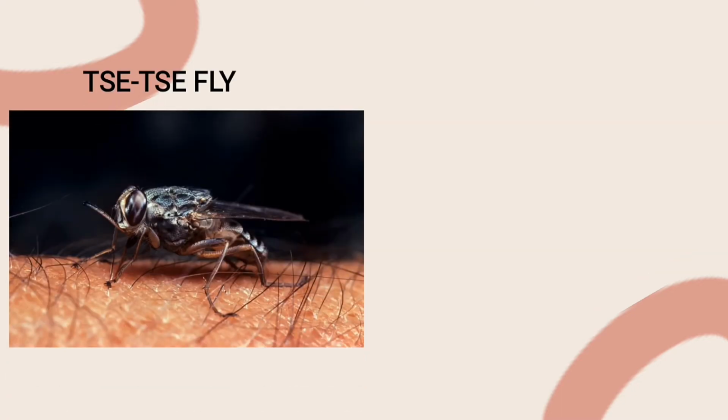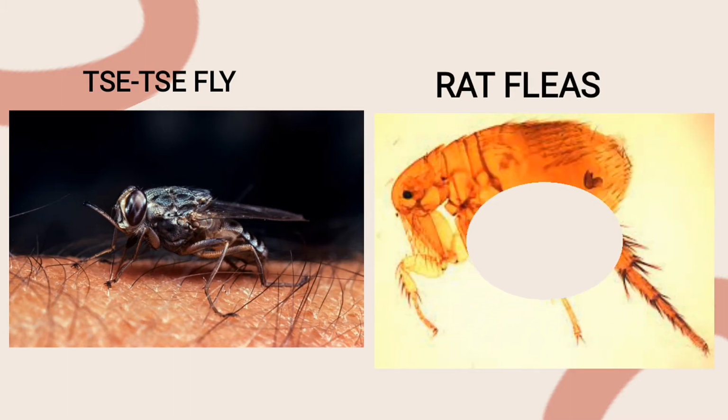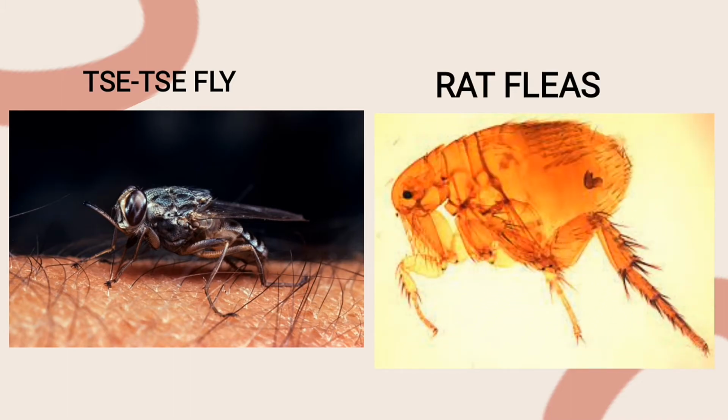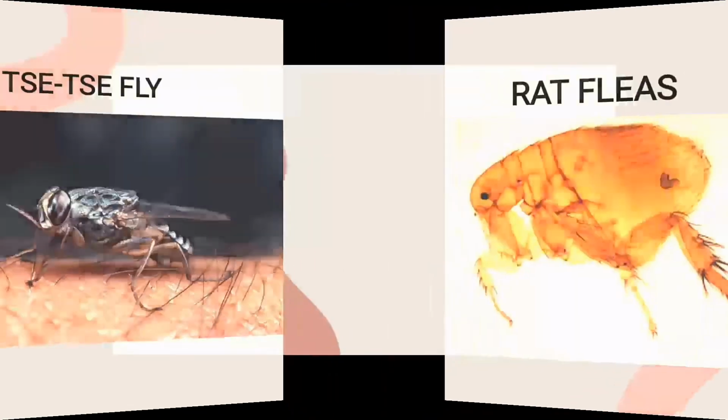And then we also have the tsetse fly. The tsetse fly causes sleeping sickness. So when one is bitten by a tsetse fly, it results into what? Sleeping sickness. Another vector or carrier is rat fleas. This rat flea causes plague.